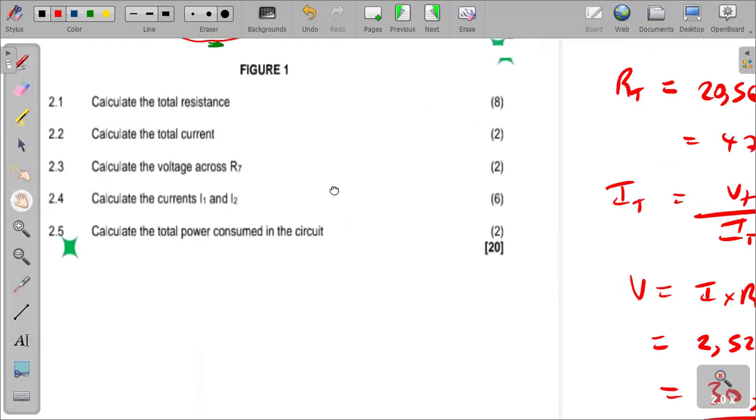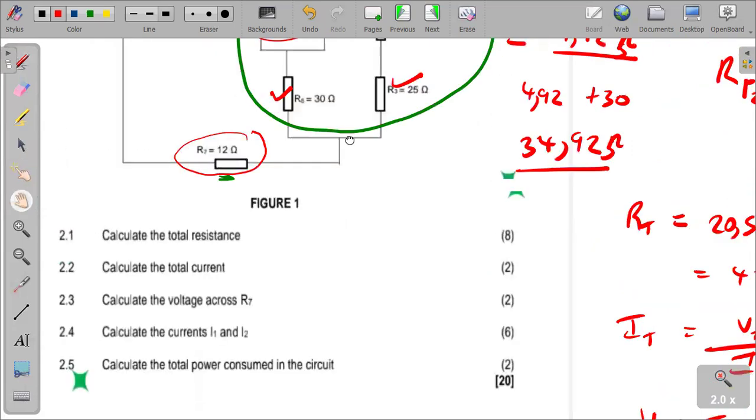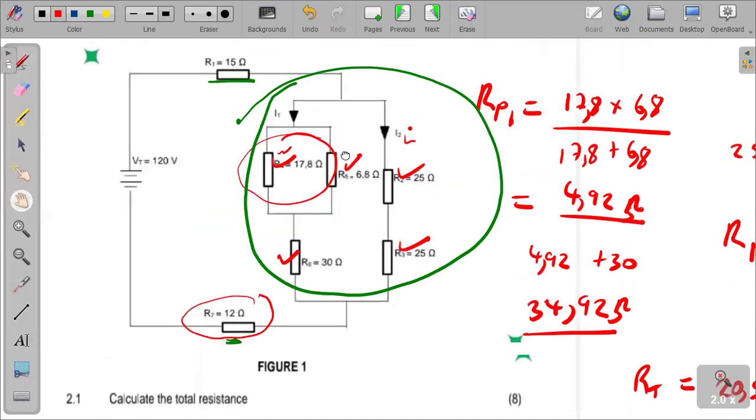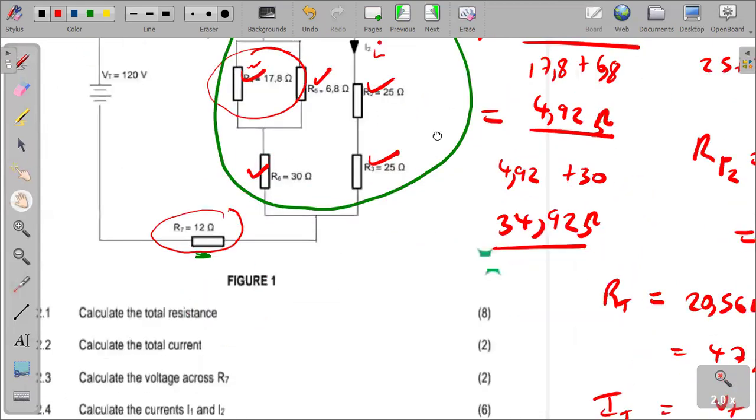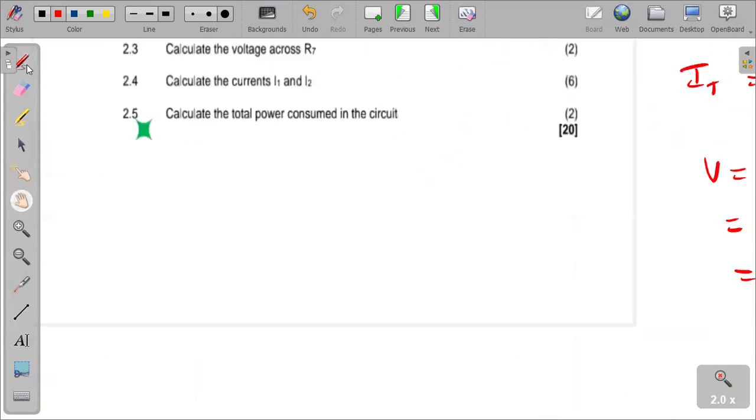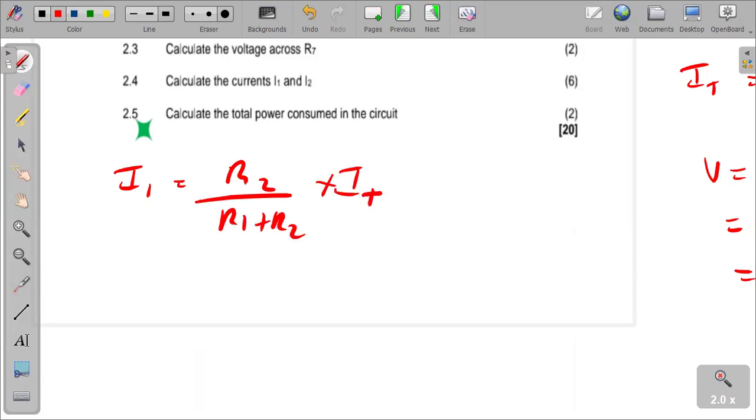Okay, calculate the currents I1 and I2. As usual, I would advise, of course, there are many other ways of doing it. If you can adopt any one, it's going to be good. But I will still stick to one at least, so that when you are making a follow-up, you can have that idea in mind by the time you are done with this question. So I will still use the same. I1 is equal to R2 over R1 plus R2 multiplied by I total, the total current of the circuit.